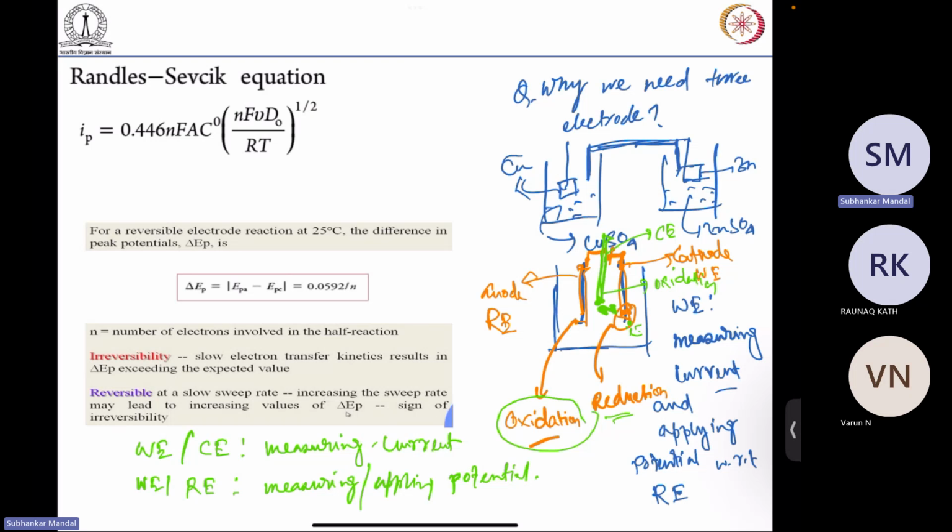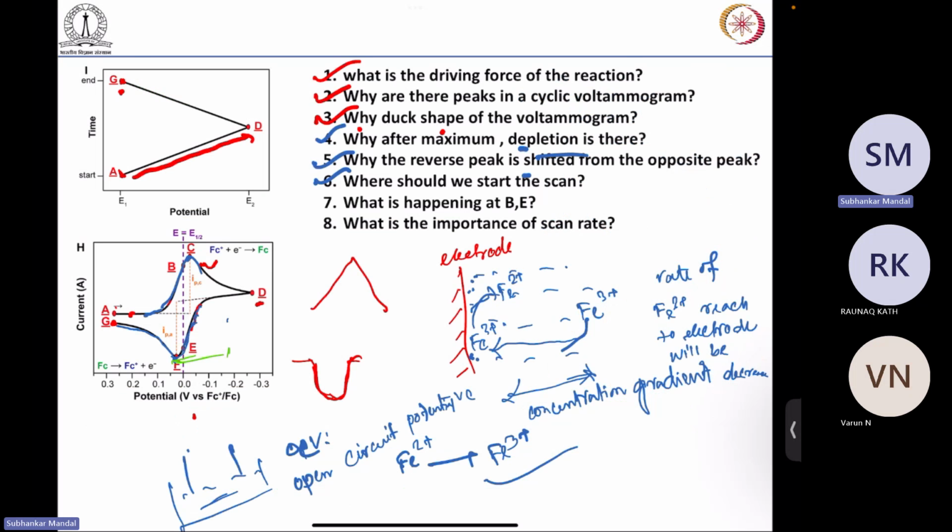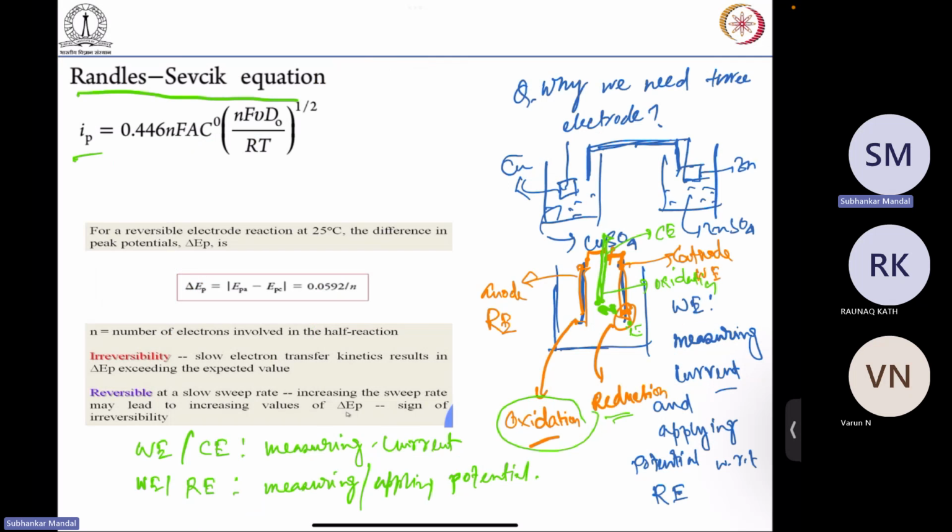So this current value, which we can measure in the case of cyclic voltammetry, is given by the Randles-Sevcik equation. In this Randles-Sevcik equation, ip is the peak current. So the peak current is equal to 0.446 nFAC0 times the square root of nFvD0 by RT. What are these terms? N is the number of electrons, F is the Faraday constant, A is the area of the working electrode, and C is the concentration of the analyte. R and T you know, and nu is the scan rate.